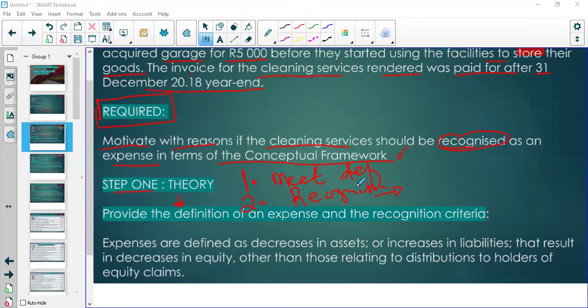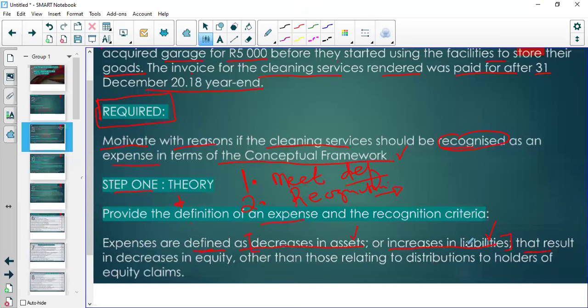And then we now start by stating the definition of what we're looking at, right? Whether it is an asset, you will need to know the definition from the top of your head, right? You need to know the definition of a liability, and then we can follow that. So the definition of an expense. Expenses are defined as decreases in assets or increases in liabilities.